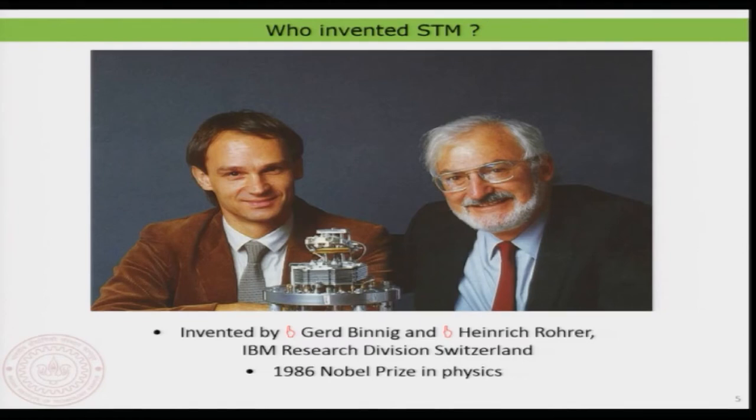Good. Who invented scanning tunneling microscopy? That's the most important part. It was invented by Gerd Binnig and Heinrich Rohrer, colleagues working in the IBM research division, and they invented the microscope around 1979 to 1980. You can see they were awarded the Nobel Prize within just 5 years. This is one of the discoveries for which the Nobel Prize was awarded almost immediately. You can see how powerful this technique became, that people recognized within 5 years that this is going to be one of the most important tools in nanotechnology itself.